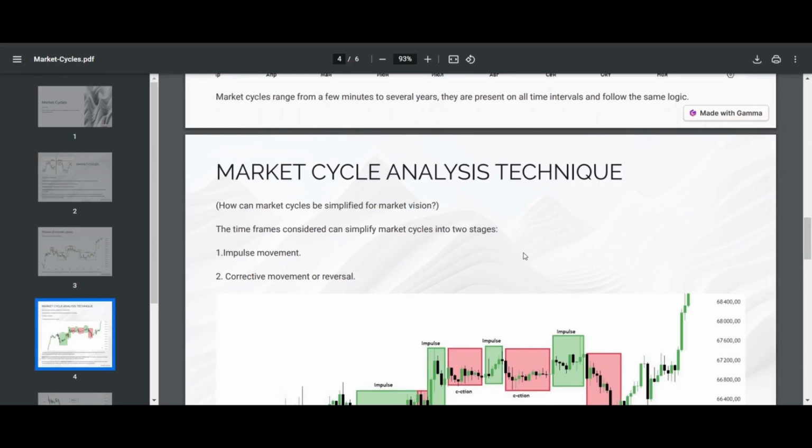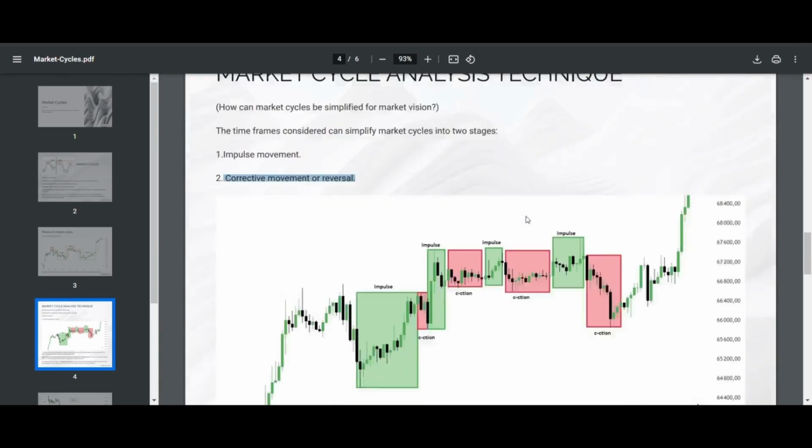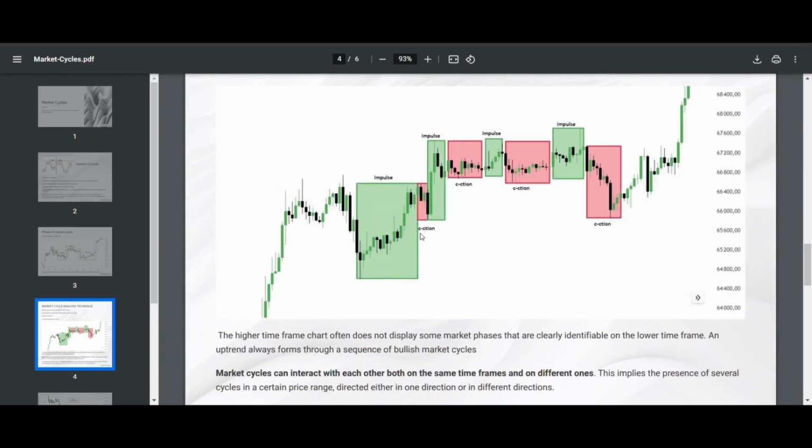Market cycle analysis technique. How can market cycles be simplified for market management? For simplicity of understanding, let's consider the time frames. There, market cycles can be reduced to 2 stages. This is the impulse movement, and this is the corrective movement. Let's take a look at the slide. Impulse movement, corrective, impulse, corrective, impulse, corrective, impulse, corrective, and so on.